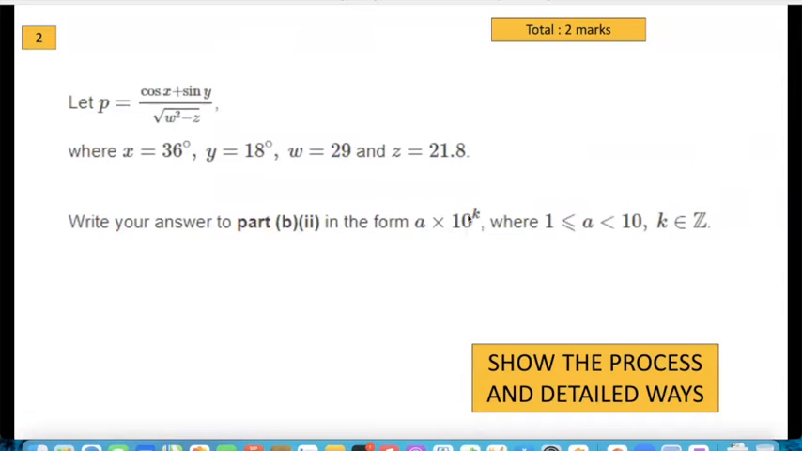Let P is equal to cos. Yes, I will. This week, yeah. I already started, but yeah, it's kind of slow.